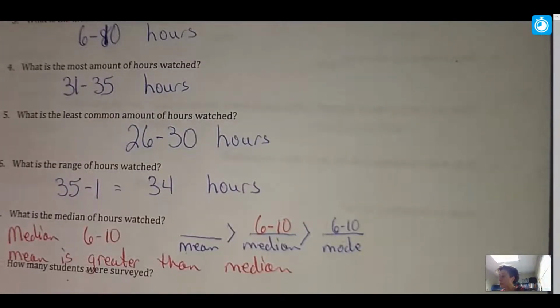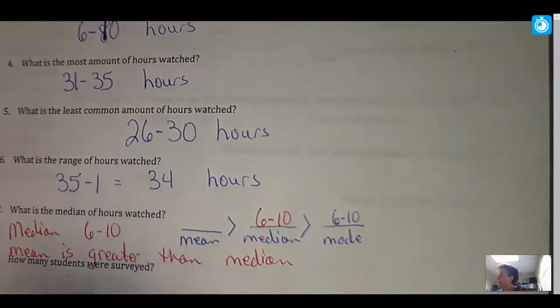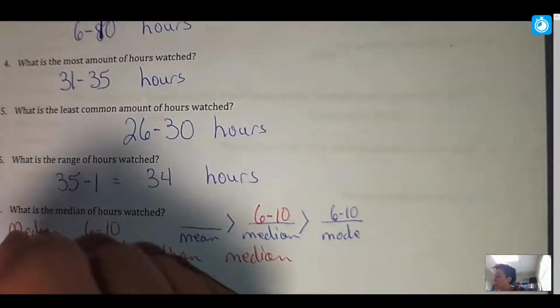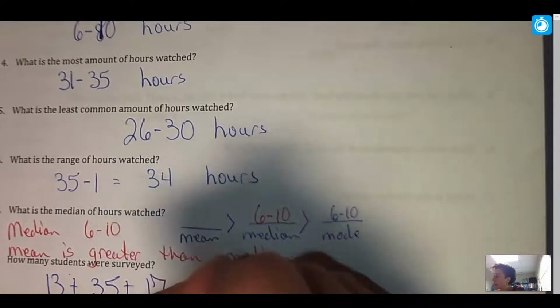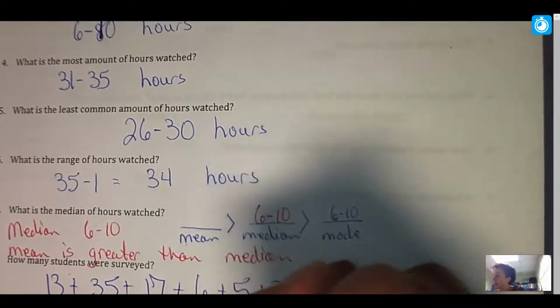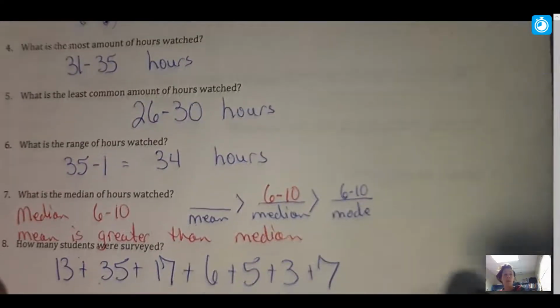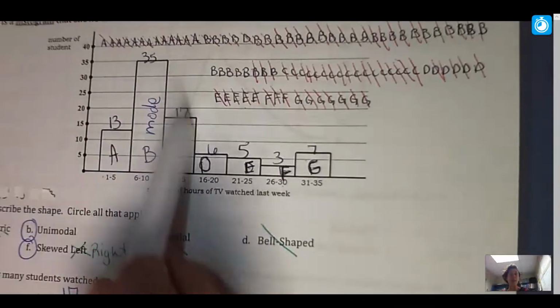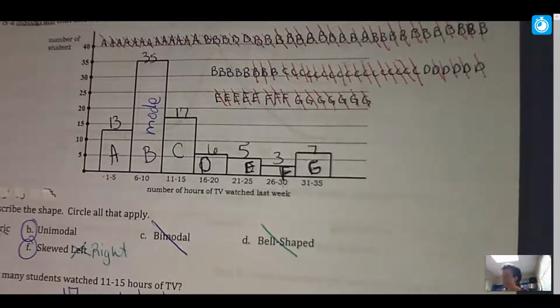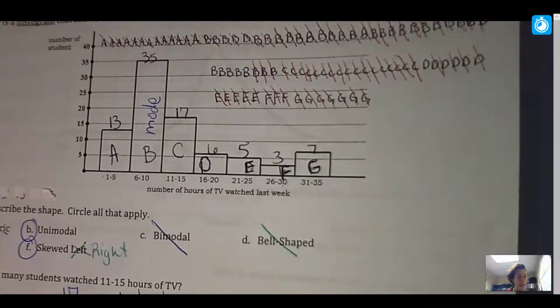How many students were surveyed? Well, I would just take all these numbers that I guessed at the top. So 13 and 35 and 17 and 6 and 5 and 3 and 7. I don't have a calculator in front of me right now, so I'm not going to add those up, but I just added what I estimated all of their frequencies to be. Okay, so that is problem 20, page 29.